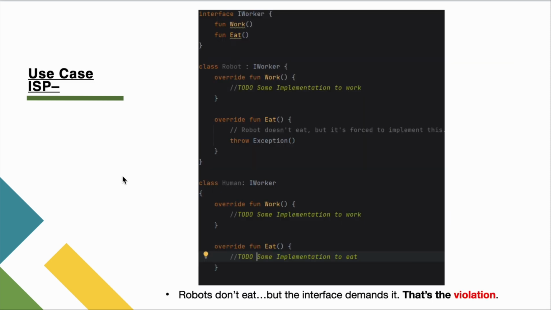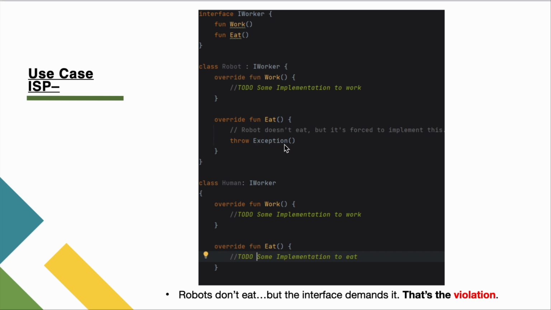Let's try and see an example of how it can be executed. Let's say there is an interface known as IWorker. It has two functions, work and eat. Now I create a class Robot and I implement this IWorker interface, which has to override these two functions. That is fine, but a robot is not going to eat anything, right? Robot doesn't eat, but it is being forced to implement this function.